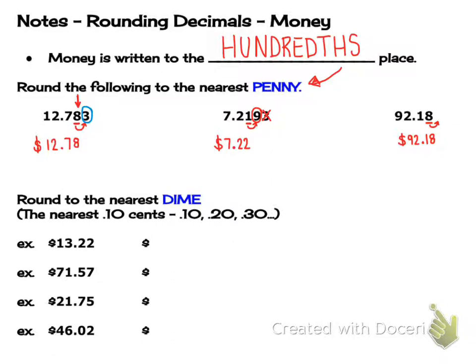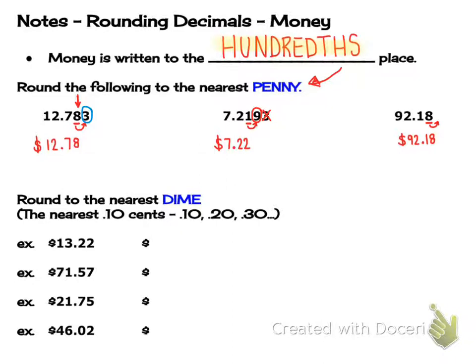So this is what we need to remember. As you're asked to round things to the nearest penny, you always have to make sure that you are writing it to the hundredths place. That brings it to the nearest penny.